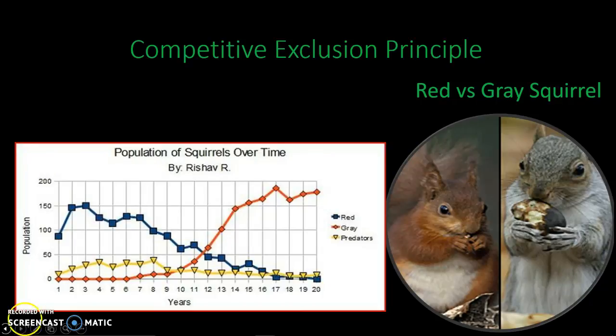So if you look at this graph, we have the population of the red squirrel and the population of the gray squirrel. Over time, the gray squirrel was much more efficient at gathering resources and reproducing, and its population increased. Since there was less resources for the red squirrel, their population decreased. So what the competitive exclusion principle states is, if two species try to occupy the same niche, one will become extinct unless they find another resource. Okay, if they both compete for the same job, one will win and one will lose.